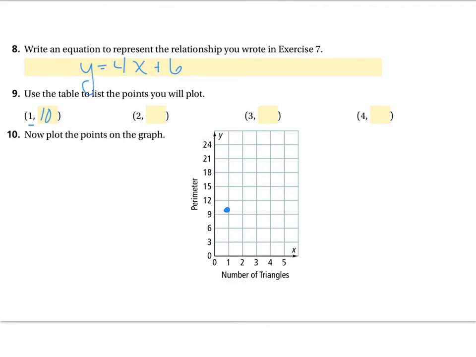And then we had 2 triangles, we had 14. So we can plot the point 2, 14. 3 was 18, so we plot the point 3, 18. And 4 was 22, 4, 22. And as you can see, that creates a linear function because it becomes a line.